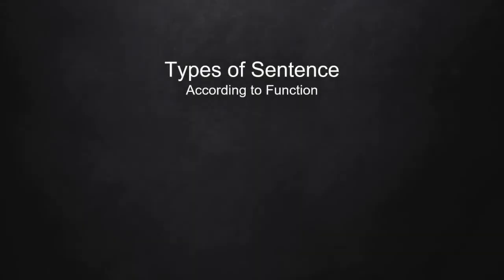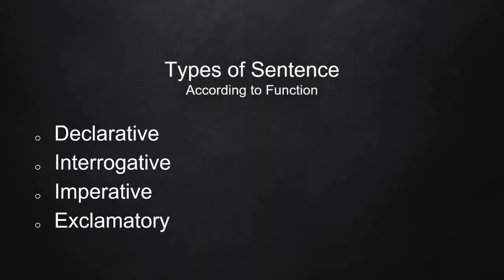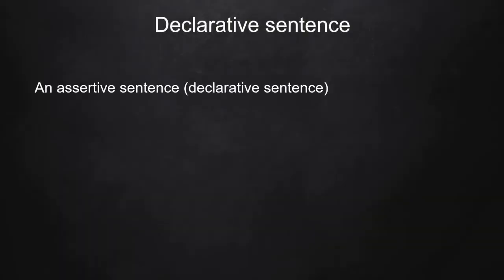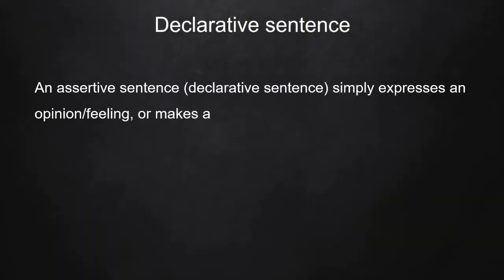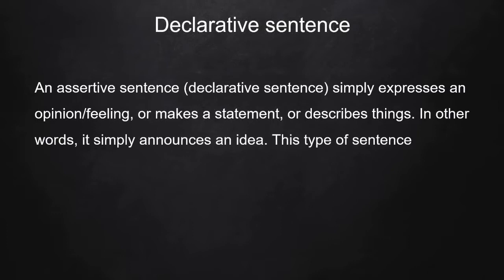There are four types of sentences according to function: declarative sentence, interrogative sentence, imperative sentence, and exclamatory sentence. A declarative sentence is also known as an assertive sentence that simply expresses an opinion, or feeling, or makes a statement, or describes things. In other words, it simply announces an idea. This type of sentence ends with a period, or a full stop.